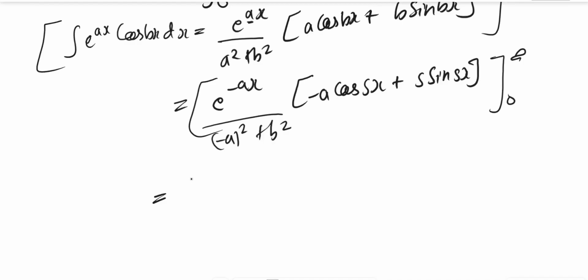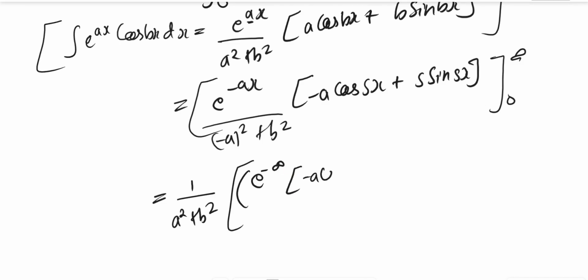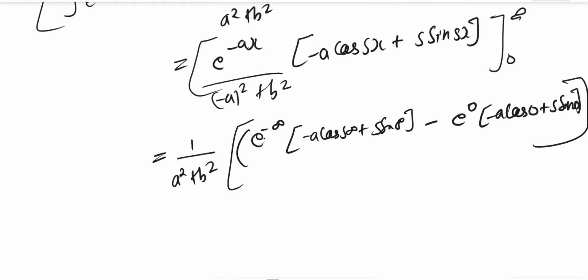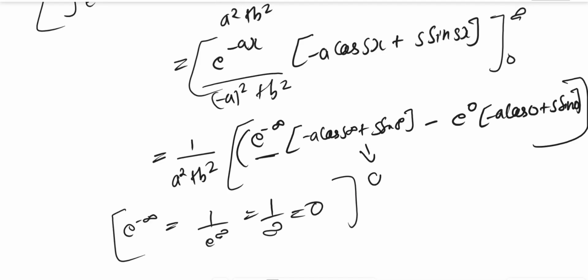Now put the limits. It is 1 upon a squared plus b squared, taking it common. Now e raised to the power minus infinity, this whole term, minus a cos s infinity plus s sin s infinity, minus e raised to the power 0, minus a cos 0 plus s sin 0. In this, e raised to the power minus infinity is 1 upon e raised to the power infinity, which is 1 upon infinity, that is 0. So, this whole term will be equal to 0.